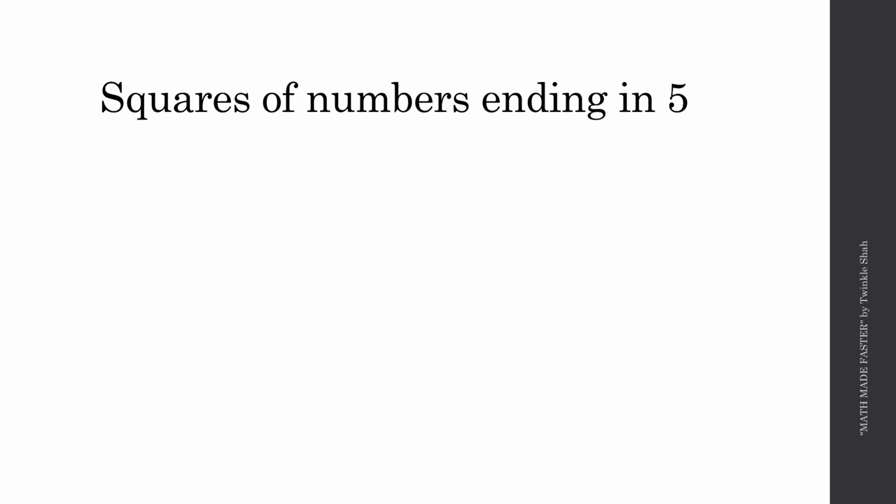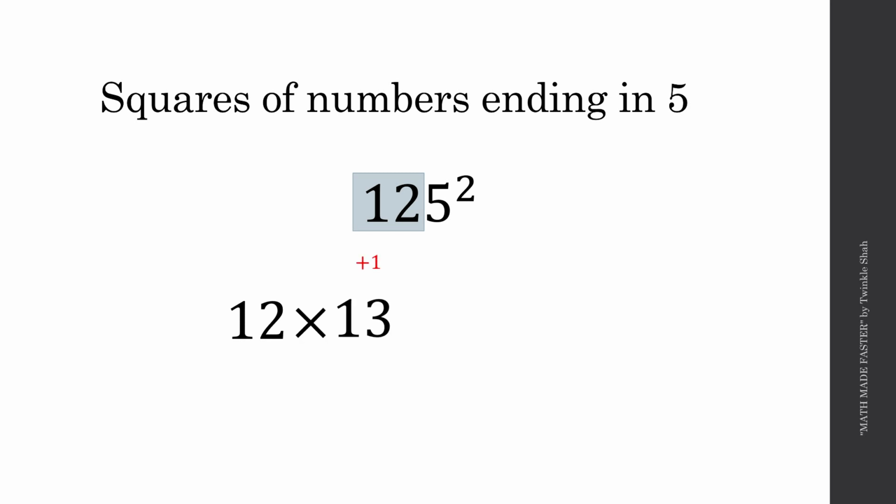Let's do another example. Find 125 square. We follow our simple procedure for this technique. Take the 12 and add 1 to the 12, which gives you 13. Multiply 13 with 12. This gives you the left hand side of the expression. Now take the 5 square, which gives you 25. This is your right hand side expression.